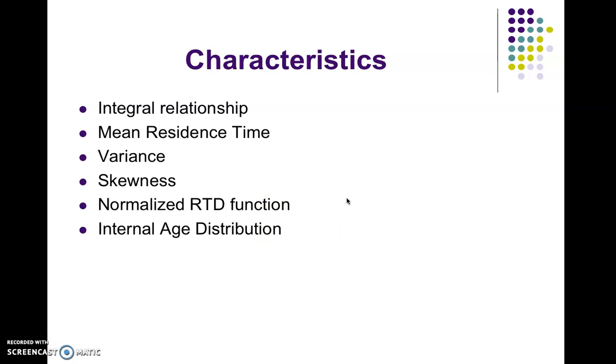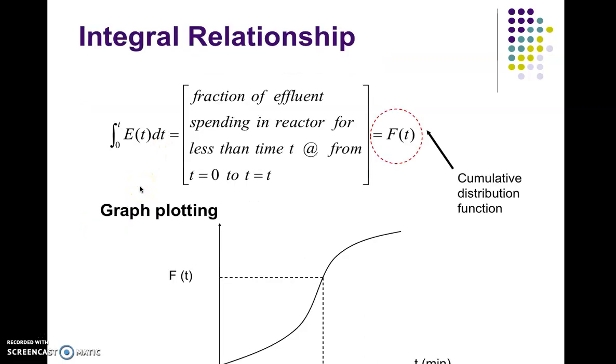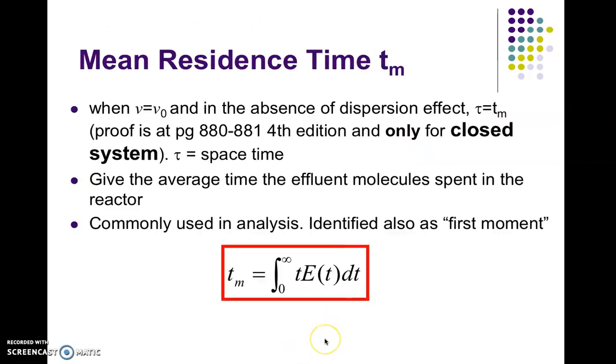So we have the integral relationships: mean residence time, known as tm. Variance, which I think you have learned during your statistical mathematics, it's just the same thing, sigma square. Skewness, known as s, normalized RTD function, internal age distribution. Normally we focus on these three: residence time, variance, and skewness. So this is the integral relationship. E(t) is actually the fraction of effluent spending in the reactor less than time t, so it equals F(t).